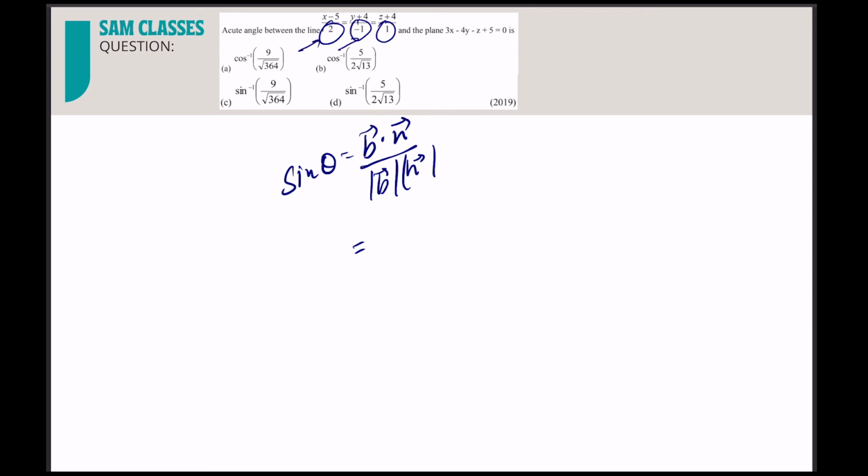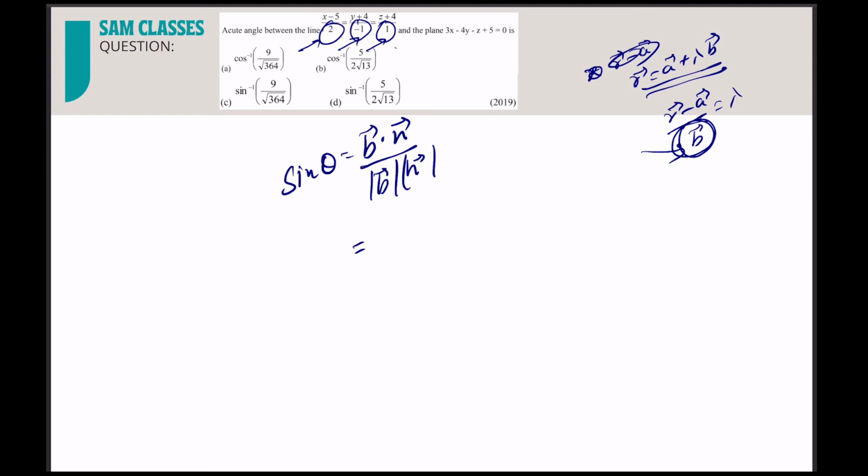The equation of line, r vector is equal to a vector plus lambda times b vector, correct? So here (r vector minus a vector) by b vector equals lambda. So the denominator one gives me the direction ratio of the line. What is that? 2, minus 1 and 1.